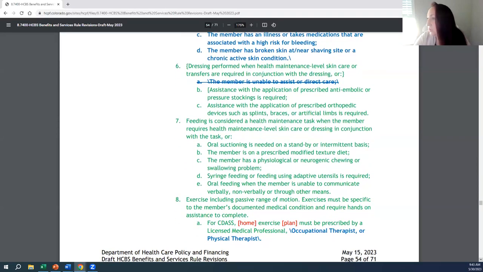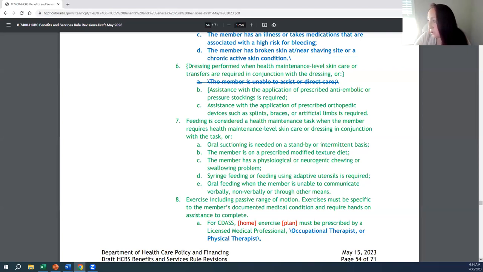6, dressing. Dressing performed when health maintenance level skin care transfers are required in conjunction with the dressing, or A, the member is unable to assist or direct care. B, assistance with application of prescribed anti-embolic or pressure stockings is required. C, assistance with the application of prescribed orthopedic device such as splints, braces, or artificial limbs is required.